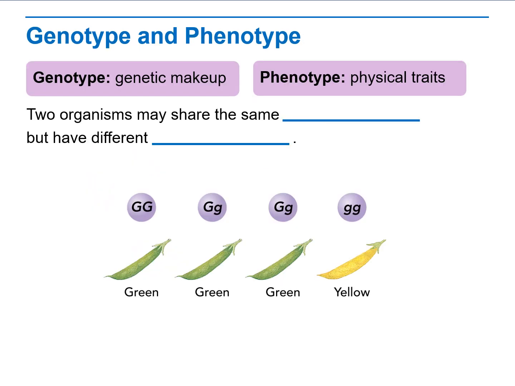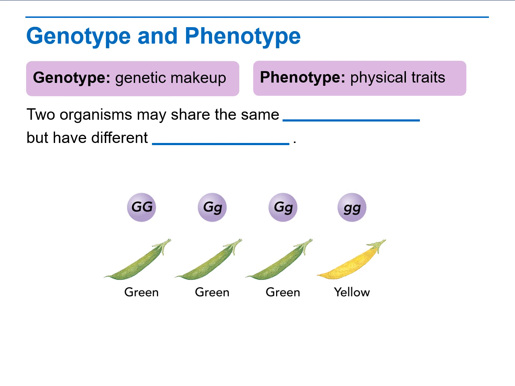There are two possible genotypes of a green plant. When you see a plant that's green, you don't know from looking at it what its genotype is. You only know its phenotype is green. So what are the two possible genotypes? You can have homozygous dominant, or you can have a heterozygous genotype.